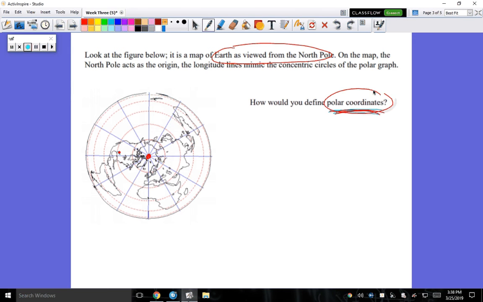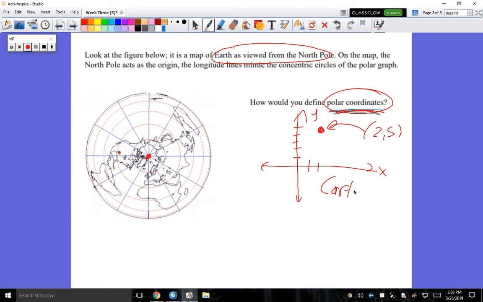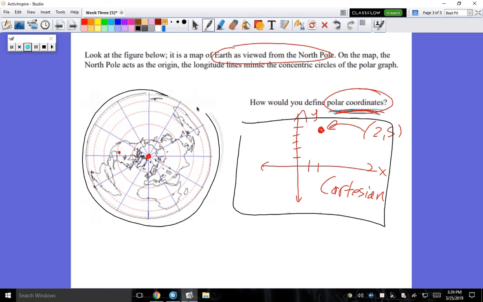Alright, so polar coordinates are not talking about x, y, like if I gave you 2, 5, which is 1, 2, 1, 2, 3, 4, 5. That's 2, 5. That's Cartesian, otherwise rectangular, otherwise an XY grid. So what we're doing now is we're looking at it not like a box per se, but like a circle. And it's a lot easier than what it looks like, okay?